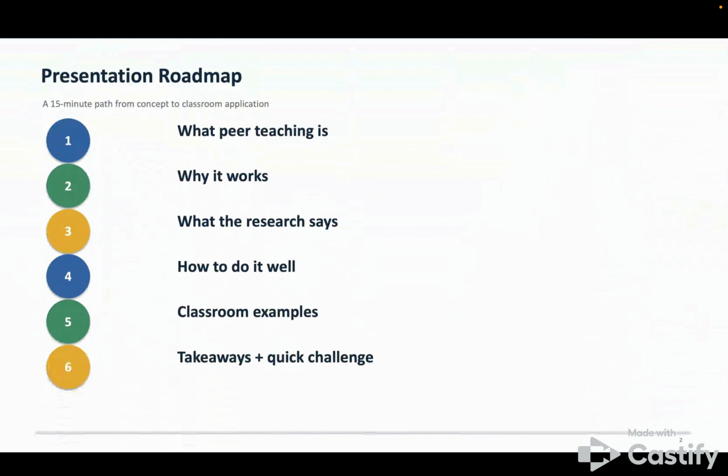Here is where we're going today. First, we're going to define exactly what peer teaching is. Then we'll look at why it can be effective. We'll talk about things like retrieval, explanation, feedback, metacognition. We'll also look at some of the research behind peer teaching. Then I'll show you a simple peer instruction cycle that can be used in an actual classroom. After that, we'll look at some practical examples from different subjects. And finally, we'll finish with a few key takeaways and a short activity.